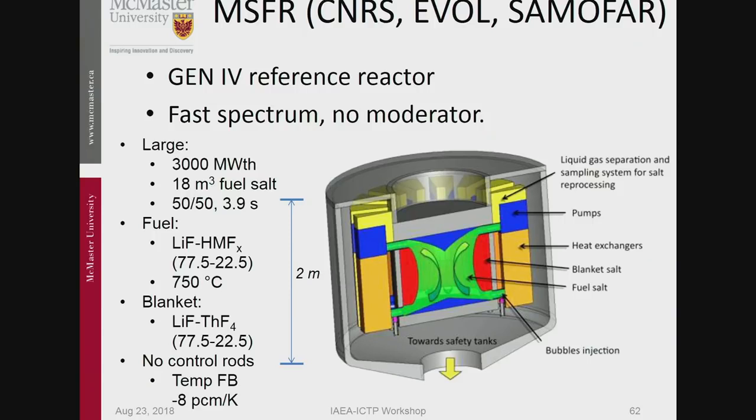It is actually the Gen 4 reference reactor, and it has just one big volume of fuel salt. It's a fast reactor, so you don't need a moderator. As a matter of fact, you don't want a moderator. And it has a blanket salt on the outside, and the blanket salt is then used for the breeding of thorium, whereas the fuel here has heavy metal, which could be either uranium or plutonium. There are no control rods in here. It just works with temperature feedback.